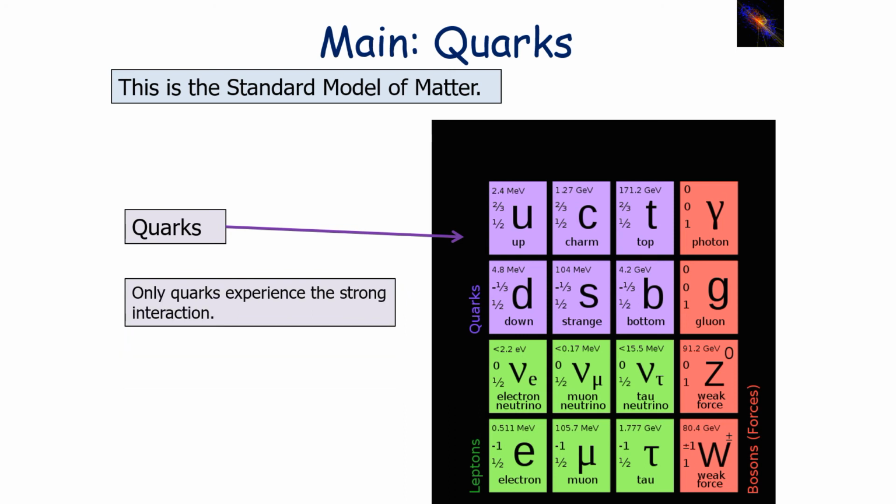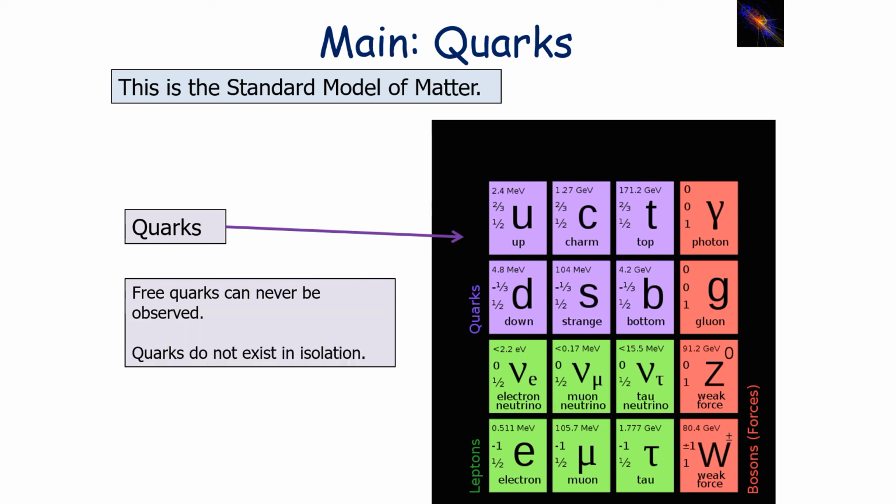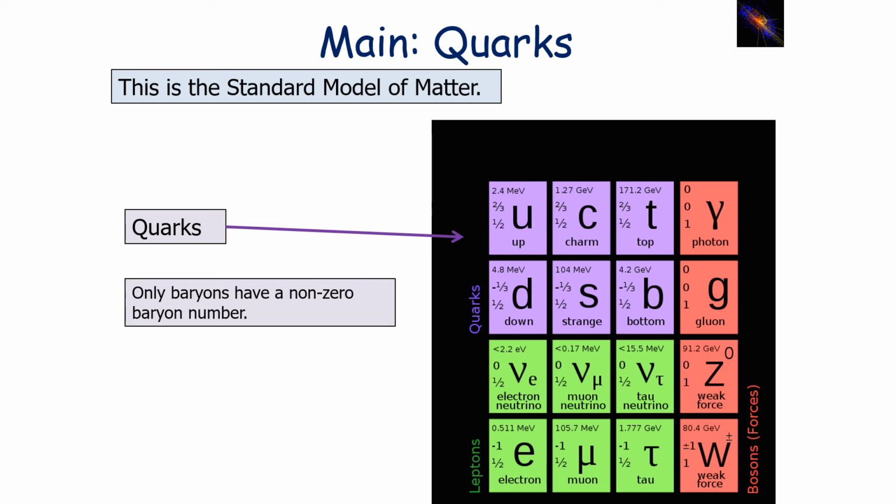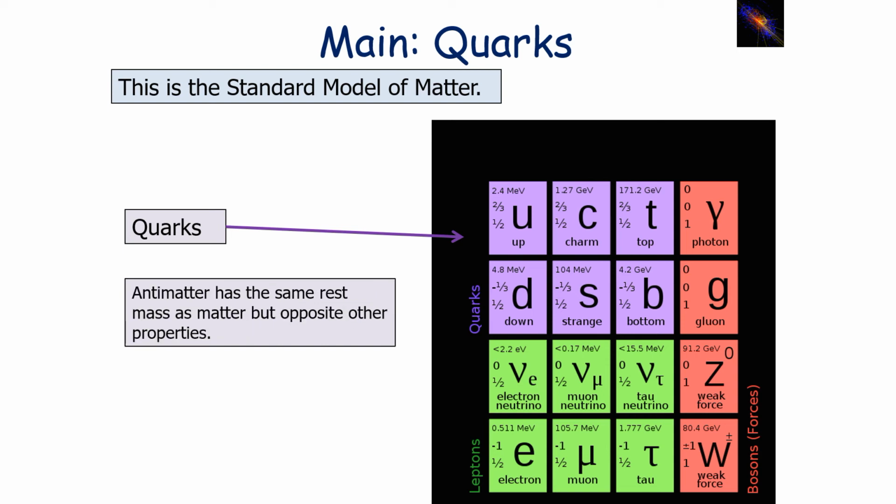Now only quarks experience a strong interaction, and any particle made from a quark is referred to as a hadron, and quarks can never exist in isolation. Now only baryons have a non-zero baryon number, and there are also antiquarks found in the antimatter standard model. Now again, antimatter has the same rest mass as matter but the opposite other properties.